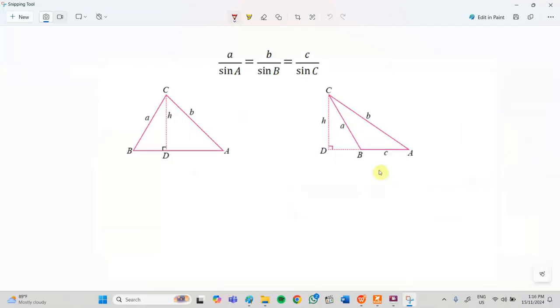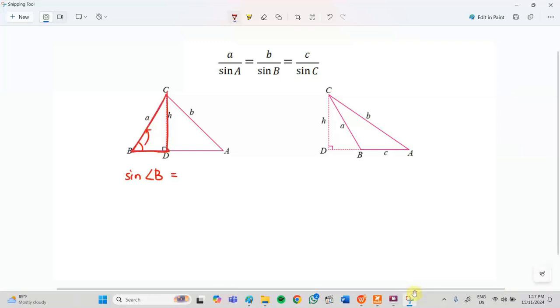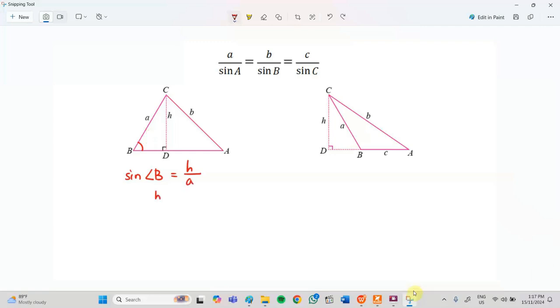So to start, we are going to consider this angle, and we want to find sine B, or the sine of angle CBA. According to the definition, sine of angle B equals the ratio of the opposite side over the hypotenuse of this triangle. We are now referring to triangle BCD. The opposite side here is h, the hypotenuse is a, and h over a equals sine of angle B.